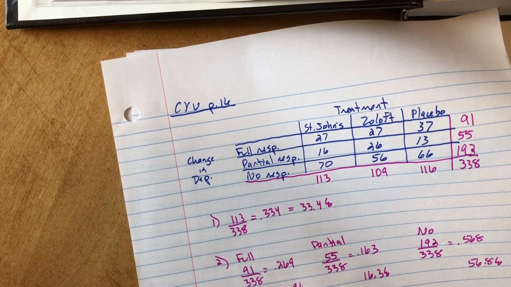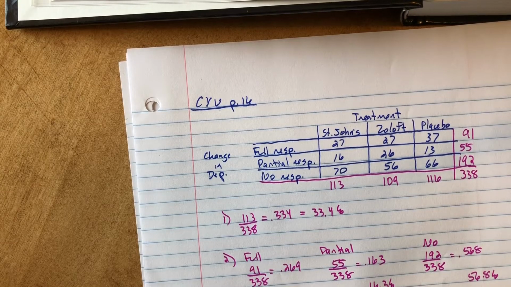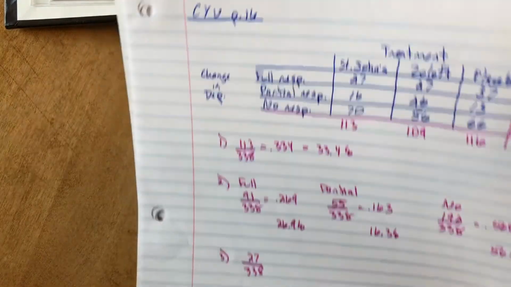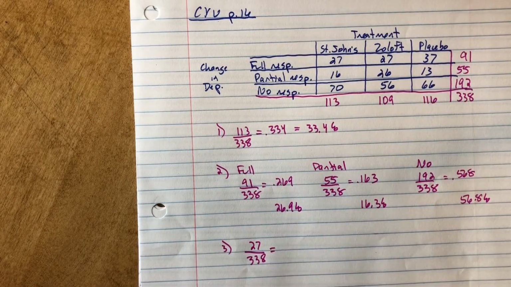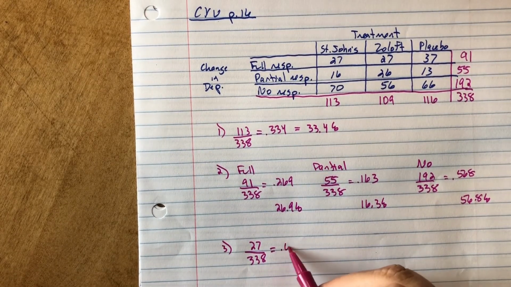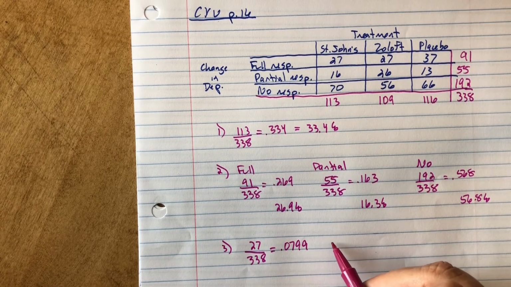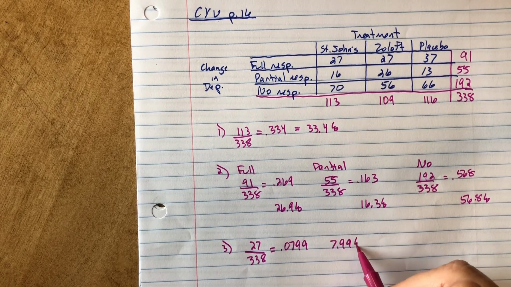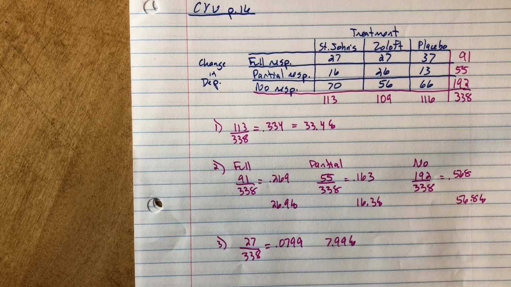So 27. Now, of course, that's 27 out of the total 338. Let's see what that is in the calculator. I'm going to say 7.99%. Okay, so almost 8% of the people took Zoloft and showed a full response.